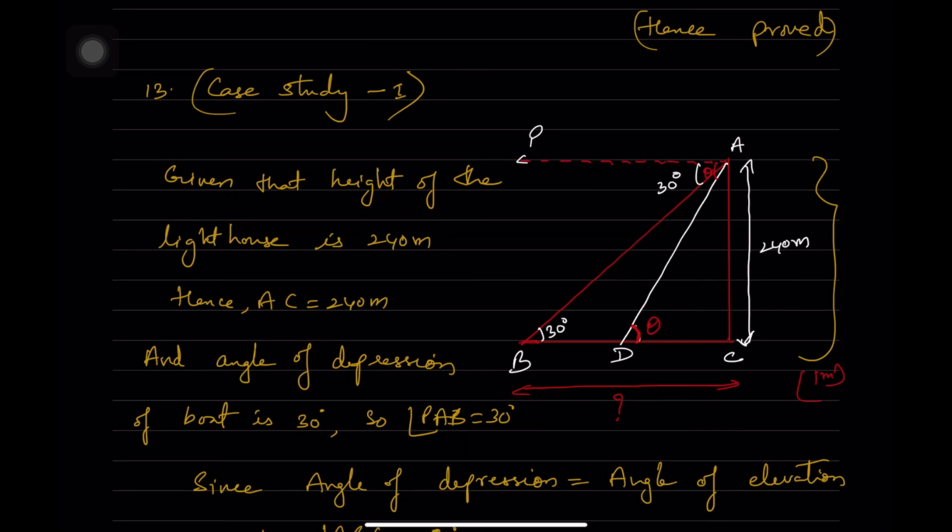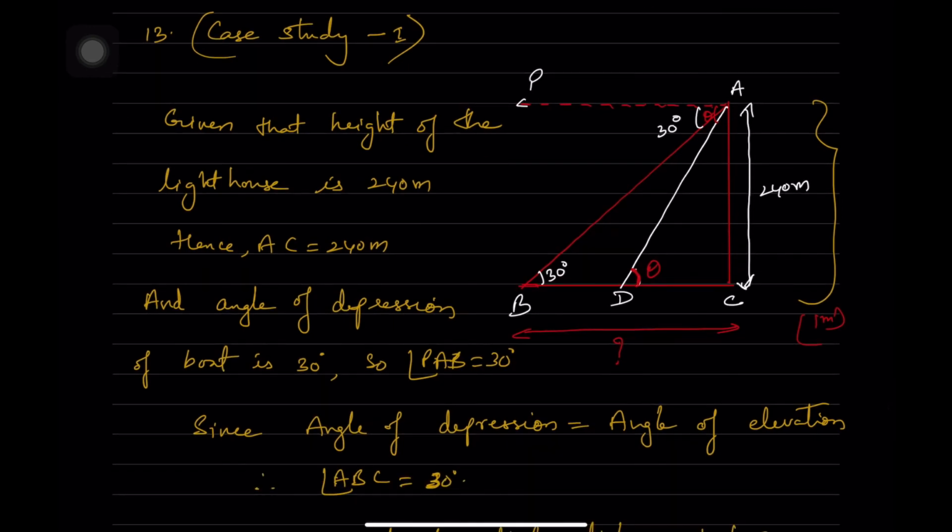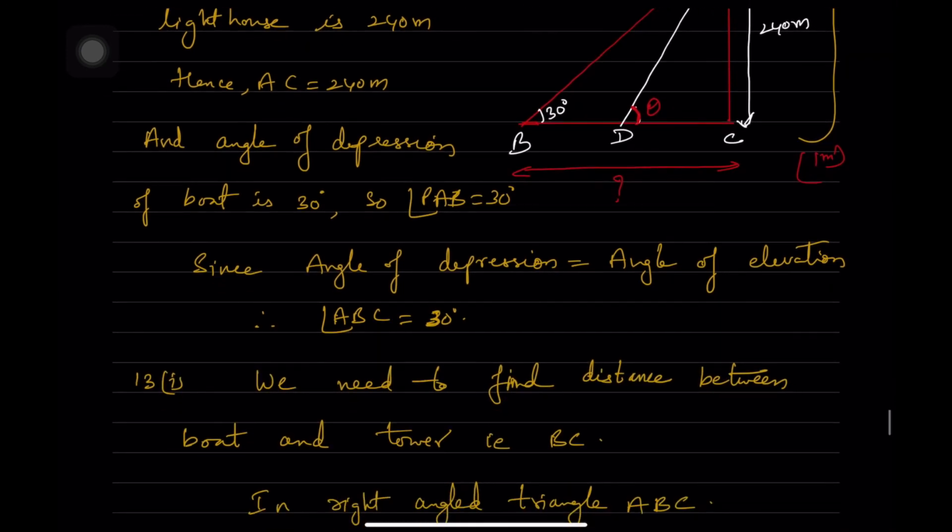Given that the height of the lighthouse is 240 meters, hence AC is equal to 240 meters. I have drawn both the first part and the second part in the same figure. You can draw it separately also. So AC is equal to 240 meters and the angle of depression of the boat is 30 degrees. So angle PAB is equal to 30 degrees. Since the angle of depression is equal to the angle of elevation, angle ABC is equal to 30 degrees.